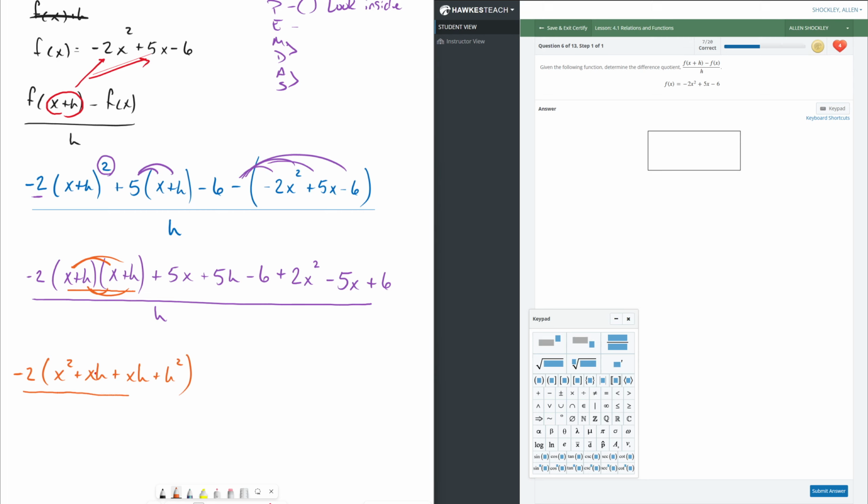Since we're here, again, it's one of those times that we might as well look at what we have to see if we can combine and simplify anything. For me, if I look, I have a 5x and a negative 5x. Well, what's 5 minus 5? 0. I have this positive 5h that doesn't match with anything, so plus 5h. I have this 6, negative 6, and a positive 6. Whenever I combine those together, they disappear, and I'm left with a plus 2x squared, again, over h.